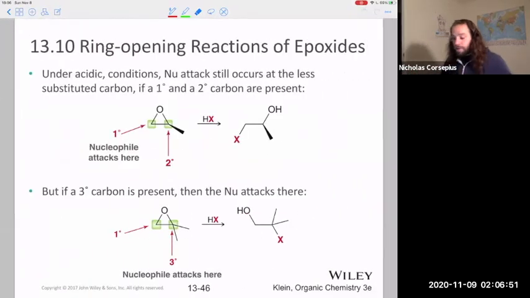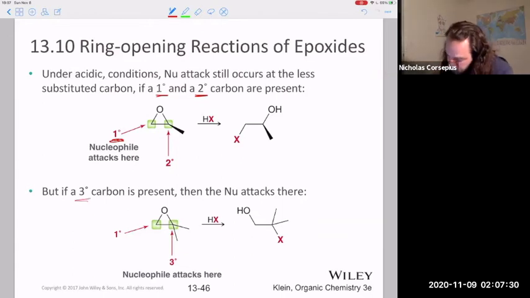Okay, so now let's talk about the regioselectivity of these acid catalyzed ring openings. Just like we saw with taking an epoxide and treating it with a strong nucleophile, in those cases it's an SN2 type reaction, and so the less sterically hindered carbon is going to be the most favored. The same thing we see when we're comparing a primary versus a secondary carbon. The primary is going to win. We're going to get nucleophilic attack on that primary carbon because it's just less sterically hindered.